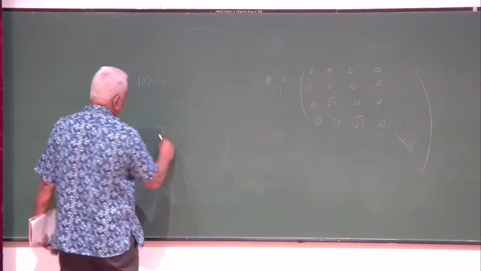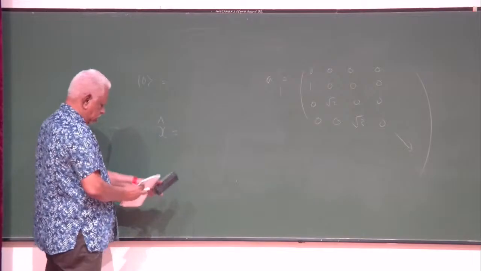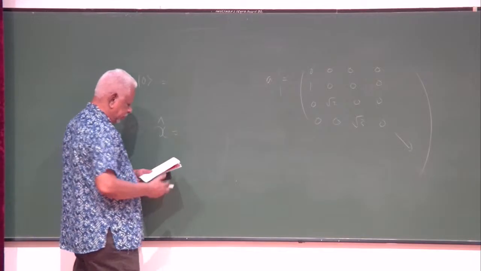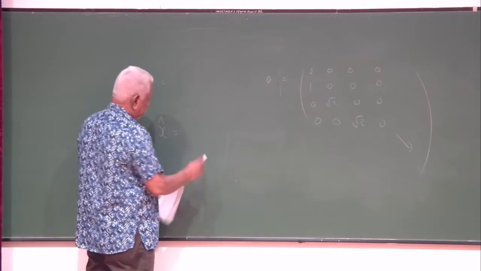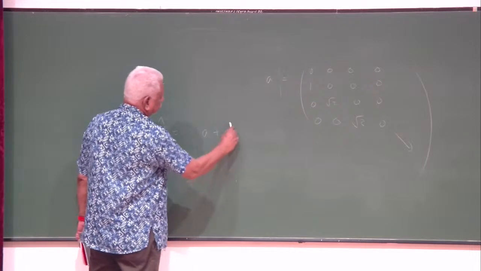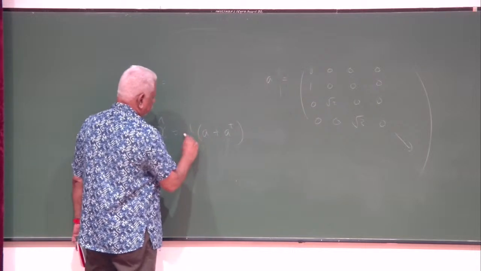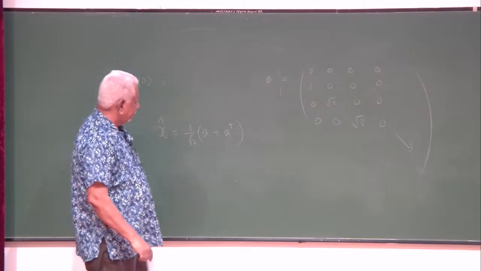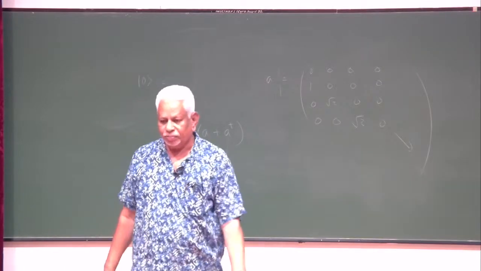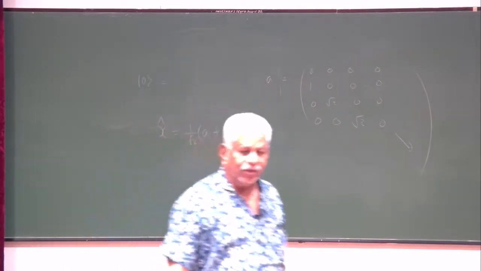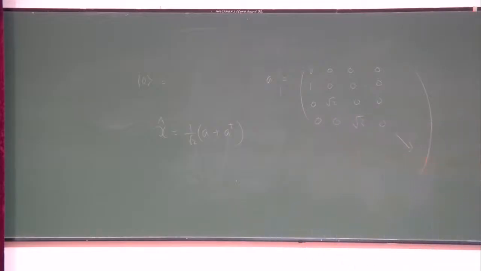From that I can write down the x hat operator. X hat operator is A plus A dagger, apart from 1 by root 2 or something. So I have given you two matrices, A and A dagger. Just add the two matrices. That is your x. Yesterday somebody was asking me, is x a matrix? Answer is yes, x is a matrix. The operator x is a matrix.